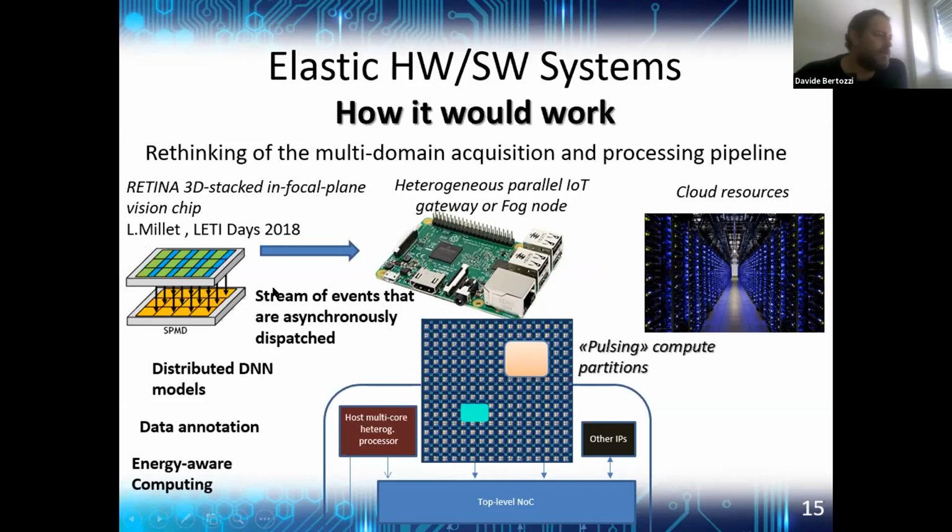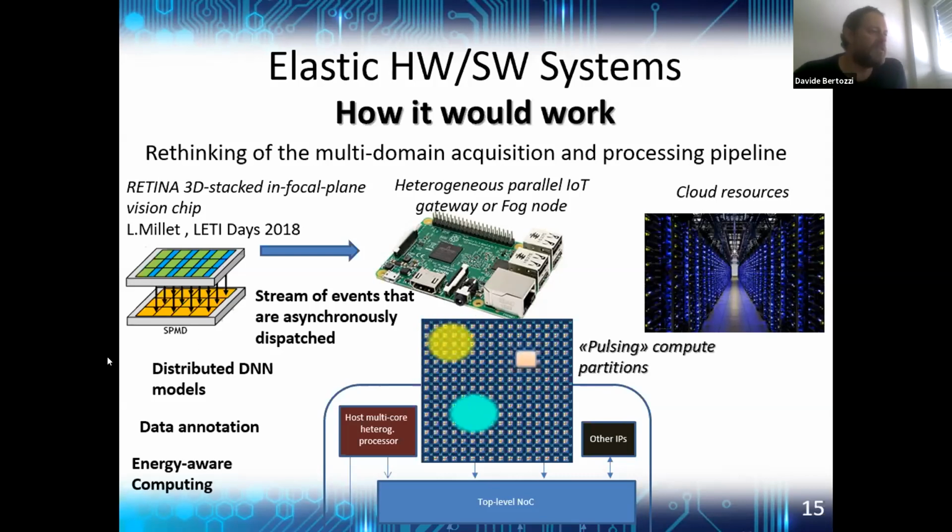So what happens is that asynchronous events are dispatched from the smart sensor to the gateway. For instance, as I was telling you before, you may have a camera that starts sensing something interesting. The non-interesting things are filtered out directly by the vision chip, but interesting things are dispatched to the next level of the compute hierarchy. And here you start having pulsing compute partitions. So from time to time, you may have to ask for more resources to process these asynchronous events that are dispatched from the smart sensor.